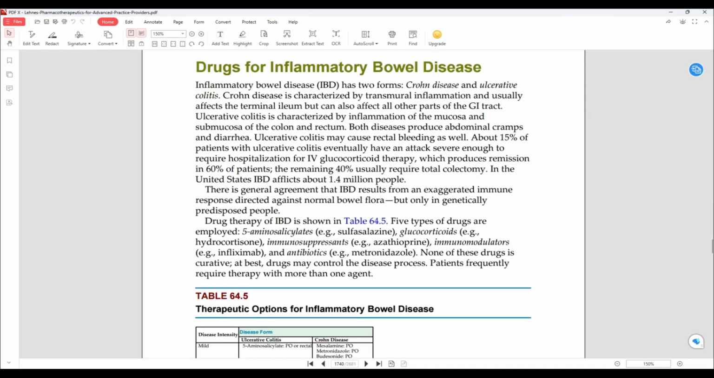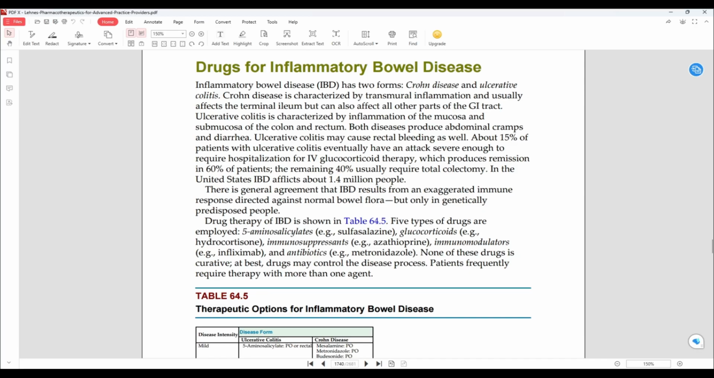Which brings us now to drugs for inflammatory bowel disease. Inflammatory bowel disease has two forms: Crohn's disease and ulcerative colitis. Crohn's disease is characterized by transmural inflammation and usually affects the terminal ileum, but can also affect other parts of the GI tract. Ulcerative colitis is characterized by inflammation of the mucosa and submucosa of the colon and rectum. Both diseases produce abdominal cramps and diarrhea. Ulcerative colitis may cause rectal bleeding as well.